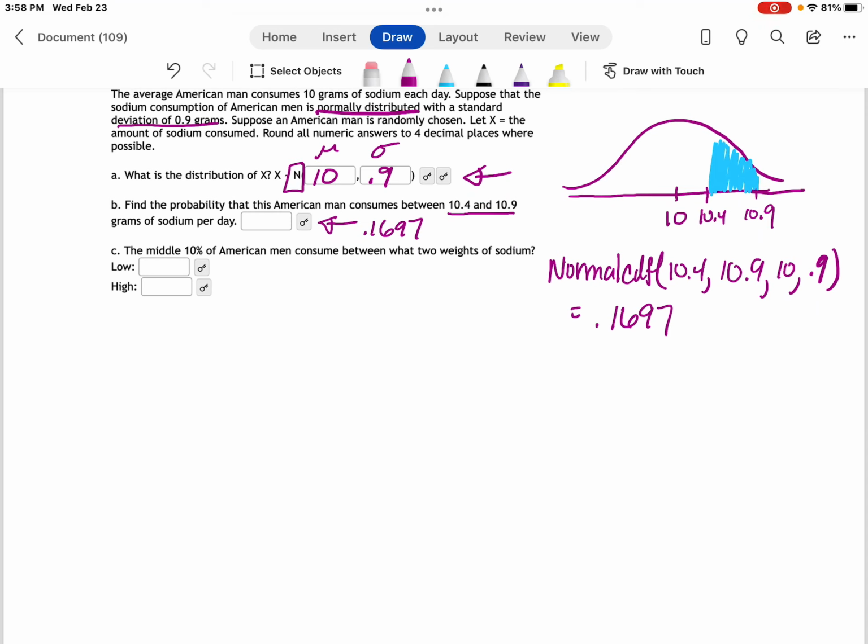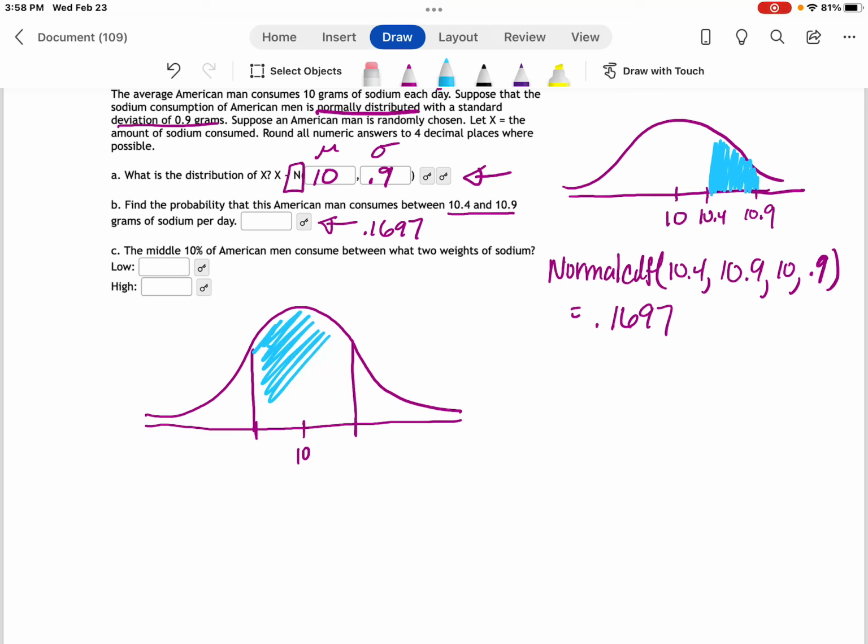For part C, it says, the middle 10% of American men consume between what two weights of sodium? So if we look at our graph, we're looking for the middle 10% for those values. We know 10 goes in the middle, and we're looking for the 10% in the middle. We're going to have to use inverse norm because we're trying to find the two values that give us that 10% in the middle.